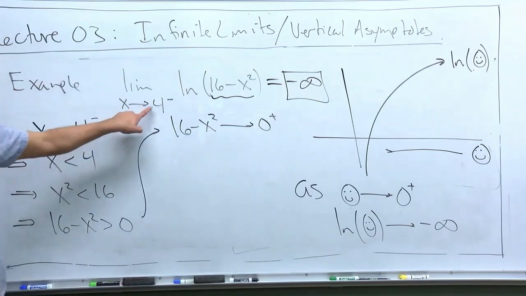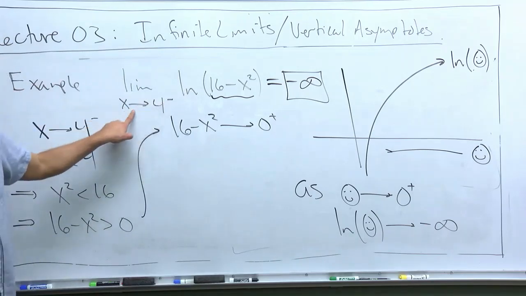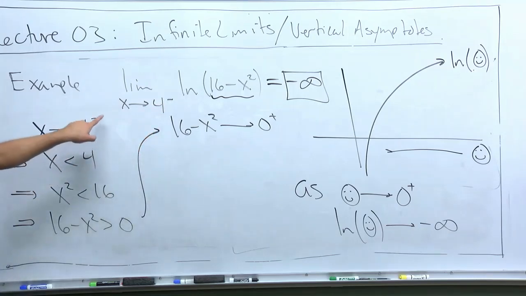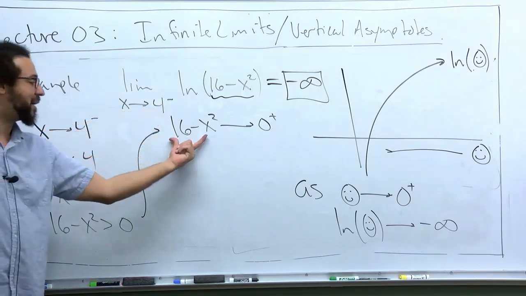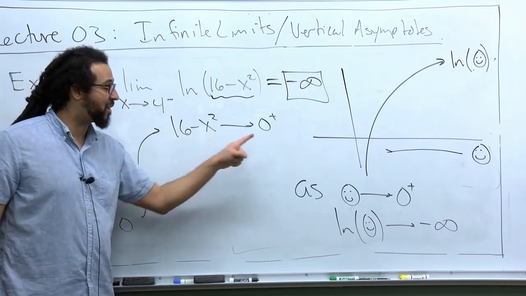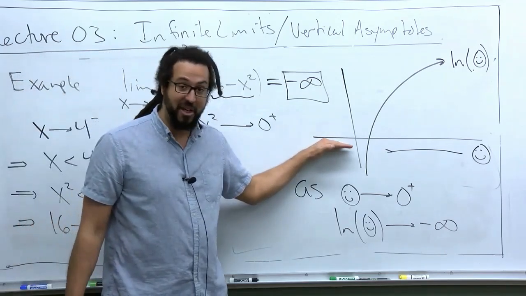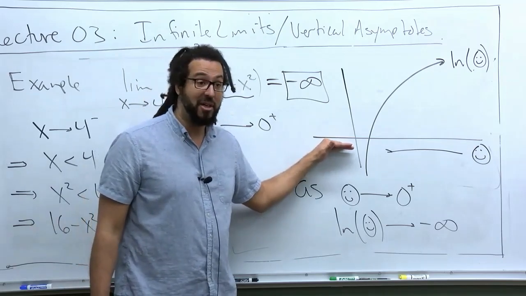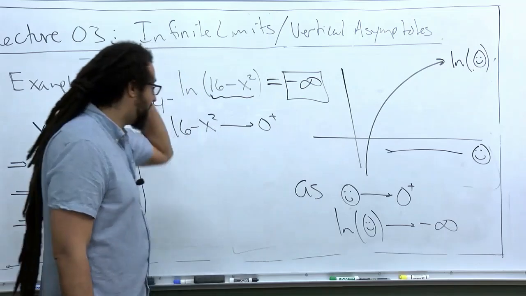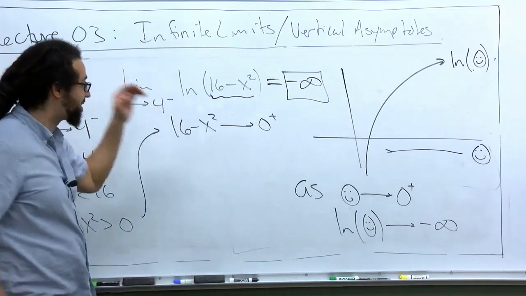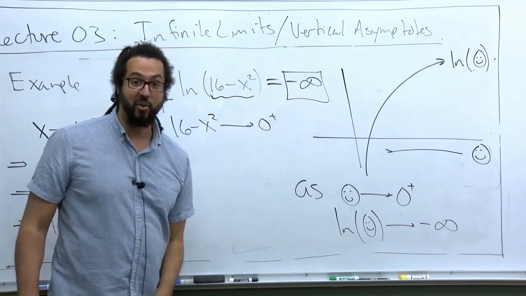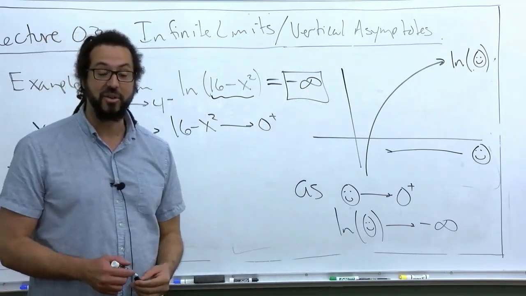What if we approach 4 from the right? In that case, if we approach 4 from the right, that would cause 16 minus x squared to approach 0 from the left. And we know the natural log of a thing to the left of 0 does not exist. So if I change this minus to a plus, the answer here would change to does not exist. It'd be a good idea to write down those details and see that you get the same answer.